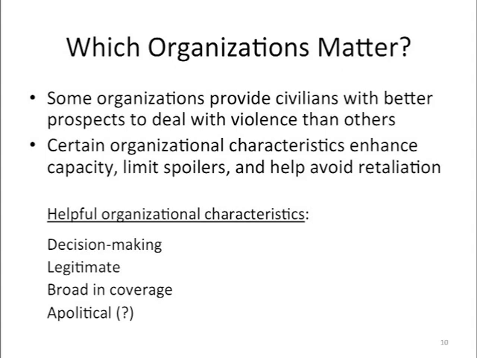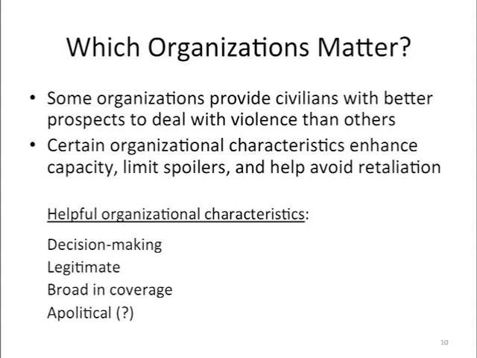And so my argument is that some organizations provide civilians with better prospects to deal with violence than others. So certain organizational characteristics of these local community organizations help to, one, enhance the capacity of that organization to act. Two, they help limit spoilers who might be collaborating with armed groups or may not agree with the peaceful cause of the community. And third, they help avoid retaliation based on how they're positioned.